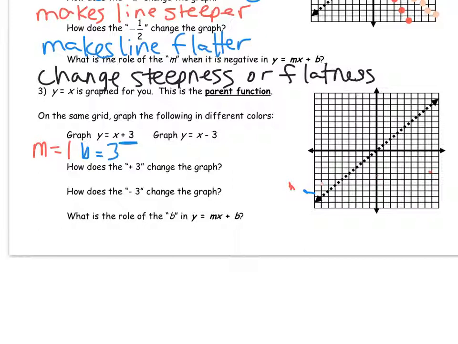So let's graph this. Okay, we're going to make this line red. So my y-intercept is 3. So I'm going to go up to the 3, and I'm going to put a dot. There we go. Got a dot on the 3. Now, my slope is 1. So I'm going to go up 1 over 1, put a dot.